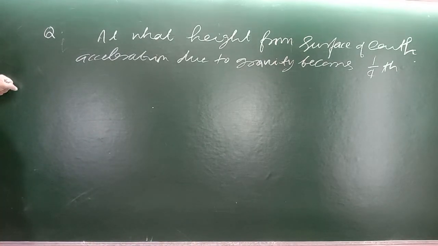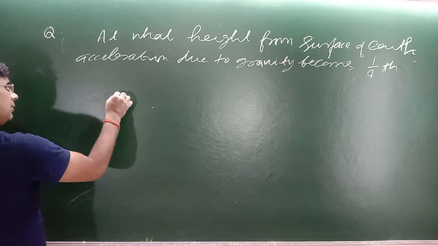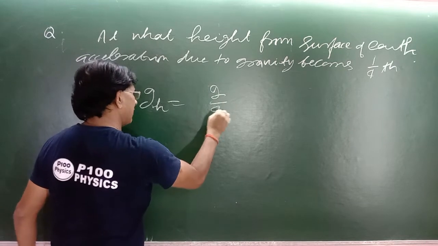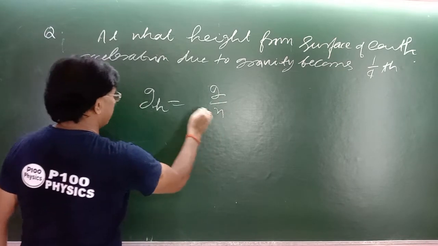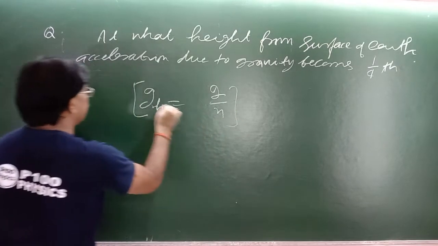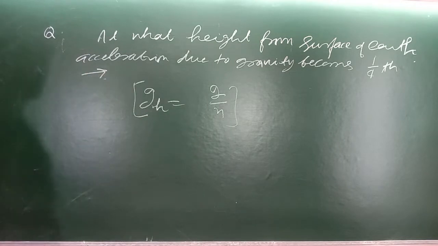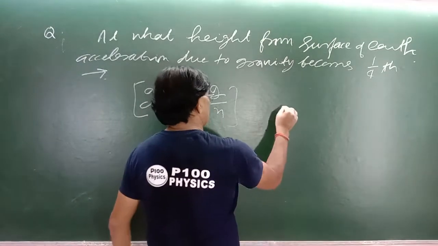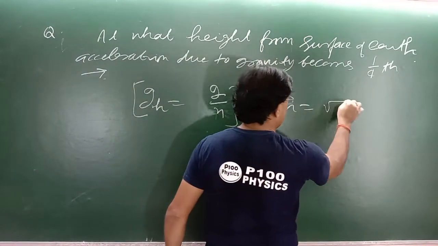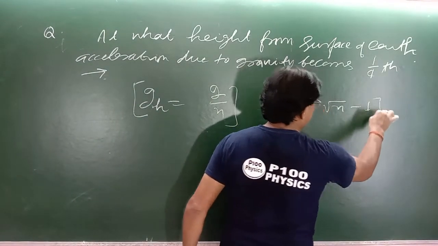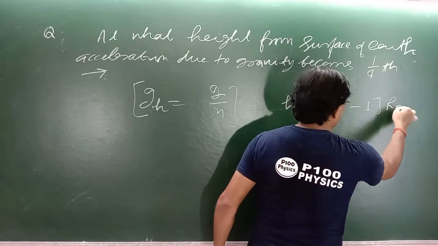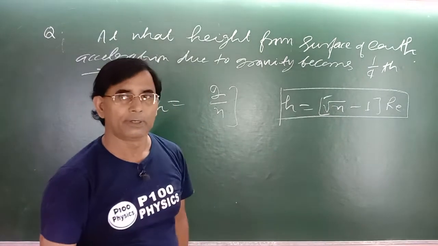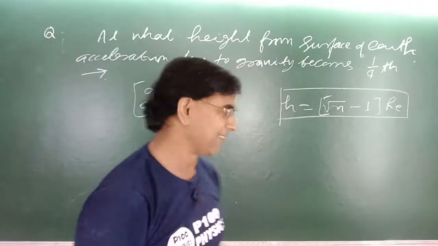Check the answer. Since you know, let gh equal to g by n is given. I just described the very smart trick. h will be root n minus 1 into R. This is a very smart technique, smart trick.